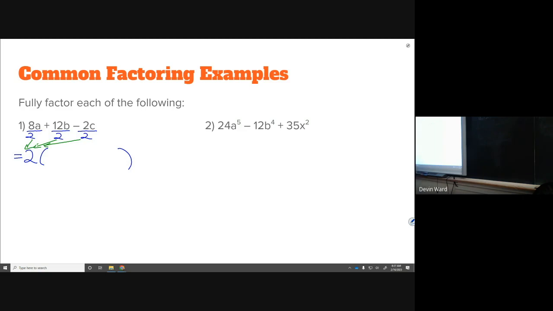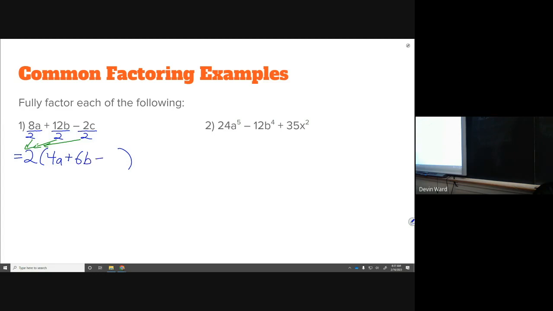Now inside the brackets, we're going to write whatever this equals. So it's 8 divided by 2, 4a. 4a, perfect. So 8 divided by 2 is 4, and then the a still stays there. Perfect. 6b. Perfect. Then we have plus 12 divided by 2 is 6, and we have a b there.